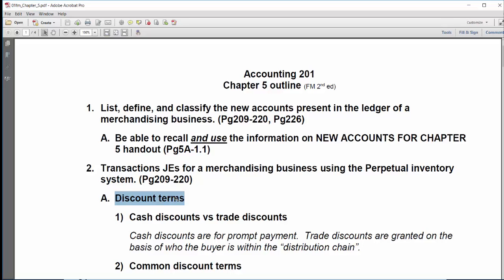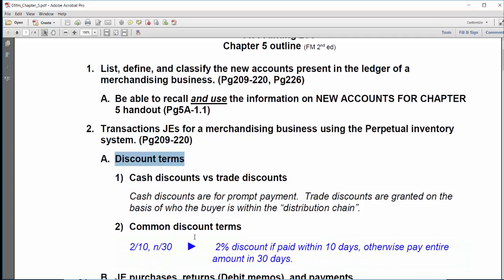So there are 2 kinds of discounts you can hear about, major ones. Cash discounts are discounts that you get or give for paying promptly amounts due on account. Trade discounts are based on who the buyer is within the distribution chain. So you may say you have a large discount because you're buying directly from the factory and you'll be reselling to retailers. That would be a trade discount. If you get a small discount, 1, 2, 3% for paying quickly within a short period of time, then that would be called a cash discount.